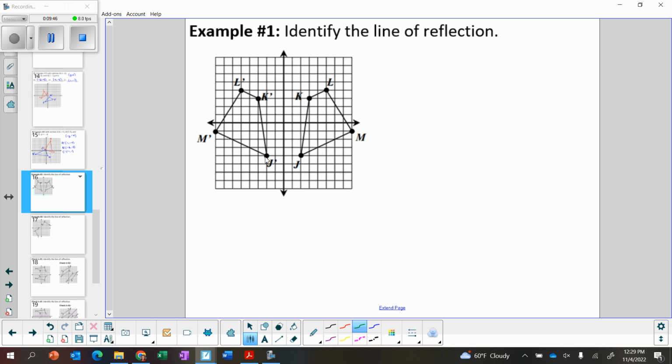my line of reflection is. So from J to J prime, I have 4 total spaces, which means the line of reflection is between those 4 extra spaces apart. And that would put me solidly here on this line, x equals 0, which is also the y-axis.